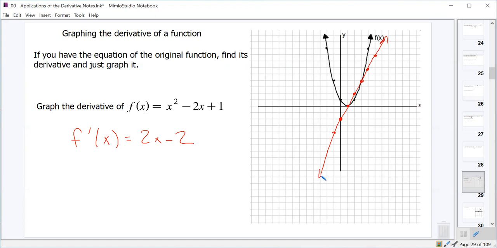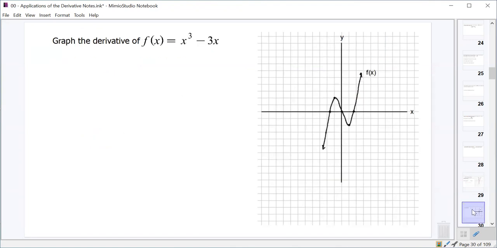It's just that simple. What we're going to do is a couple more of these, and as we do those couple more, we're going to look at the relationship between a function and its derivative, and what the graph of a function might tell us about the derivative, or what a graph of a derivative might tell us about a function.